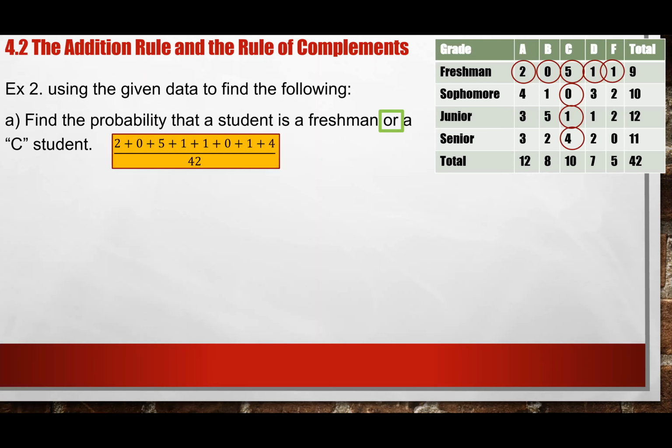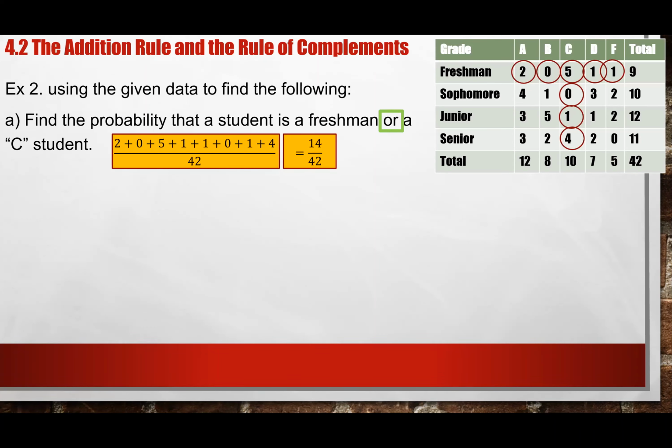So all we do is take the freshmen: the 2 plus the 0 plus the 5 plus the 1 plus the 1. Those are my freshmen, and then I add the 0, add the 1, and add the 4. Everybody see that the numbers I circled are the numbers I have here? If I add them up, 2 plus 5 plus 1 plus 1 plus 1 plus 4, I have 14 over 42.